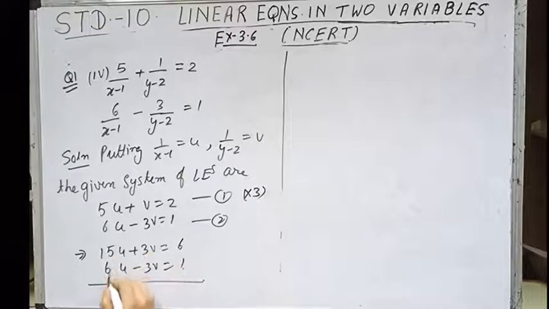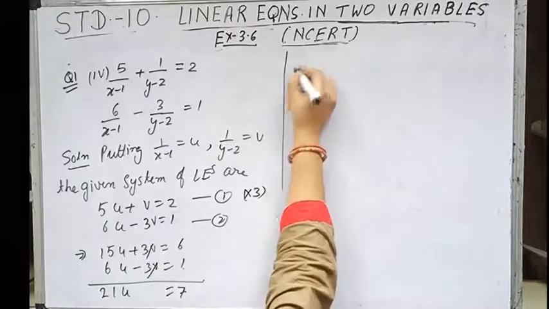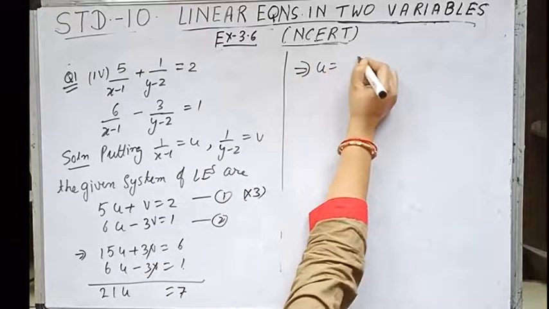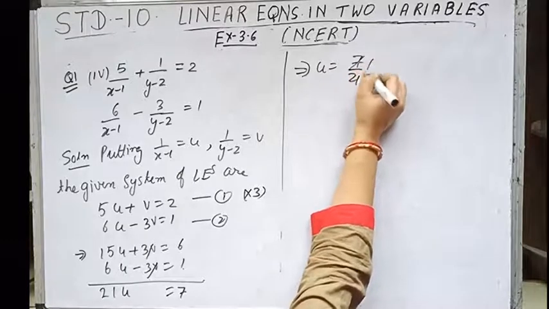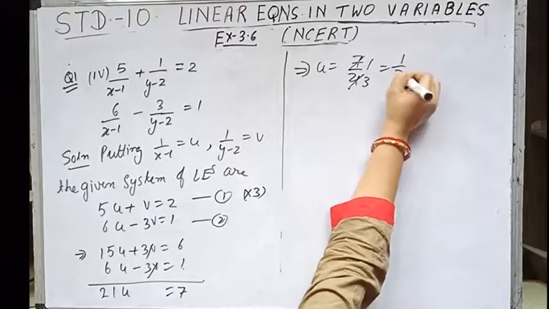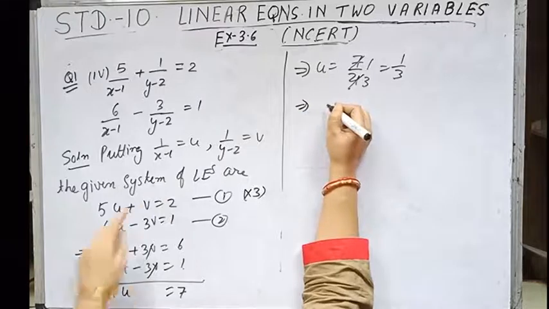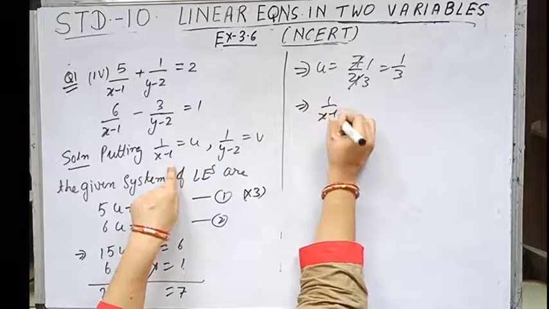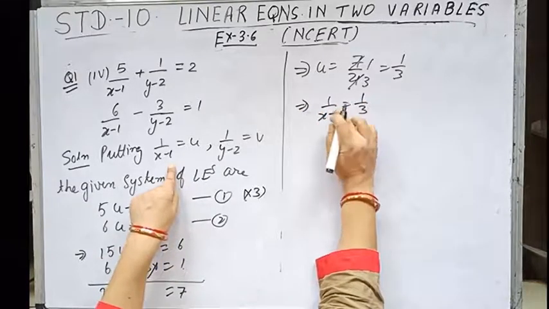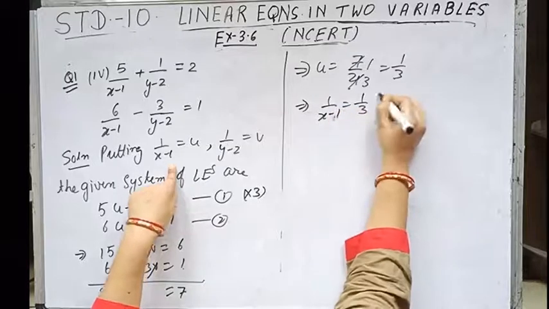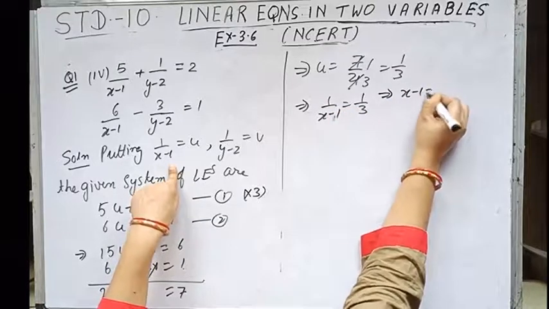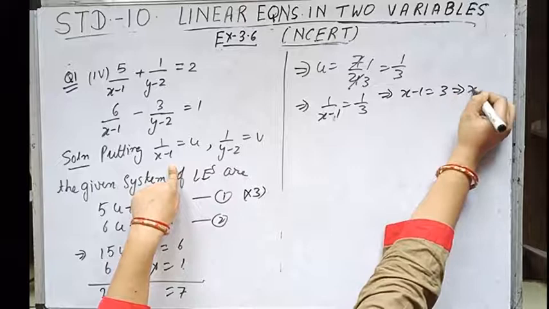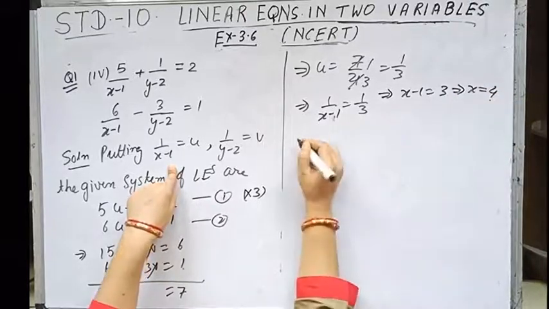Now addition: 15 and 6 is 21u. These two cancelled, equals 7. This implies u = 7 by 21. 7 1s are 7, 7 3s are 21, equals 1 by 3. This implies u was 1 by x - 1 equals 1 by 3. This implies x - 1 = 3, implies x = 4.